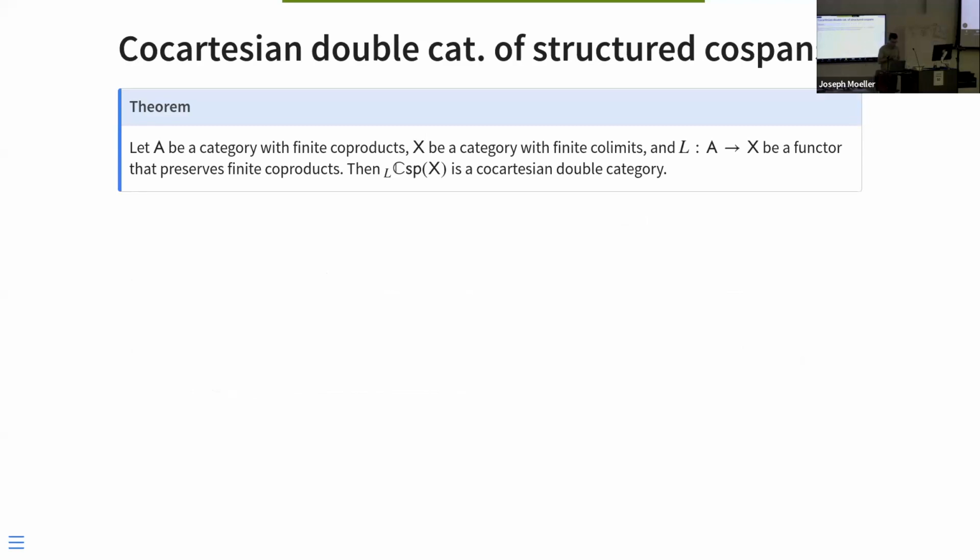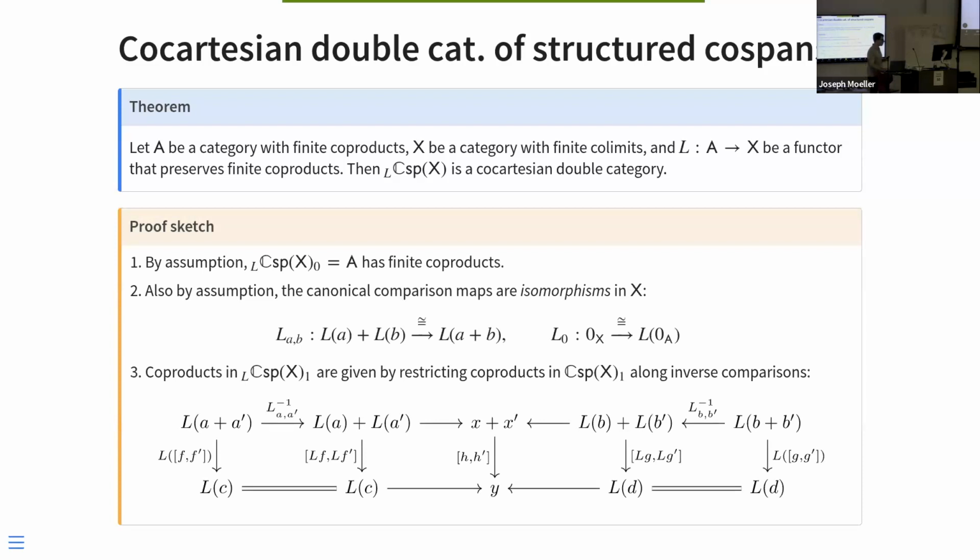Okay, so now we're turning to one of the results here. So if you have your category A having finite coproducts and your category X having finite colimits, and then your structuring functor L being any one that preserves finite coproducts, then that is enough for the double category of L-structured cospans to be co-Cartesian. And I want to at least give some indication of the proof, because it's basically simple enough to fit on the slide, and it's part of my thesis here that this approach is bringing quite a bit of simplicity to the thing. So we can basically see quite directly that this works.